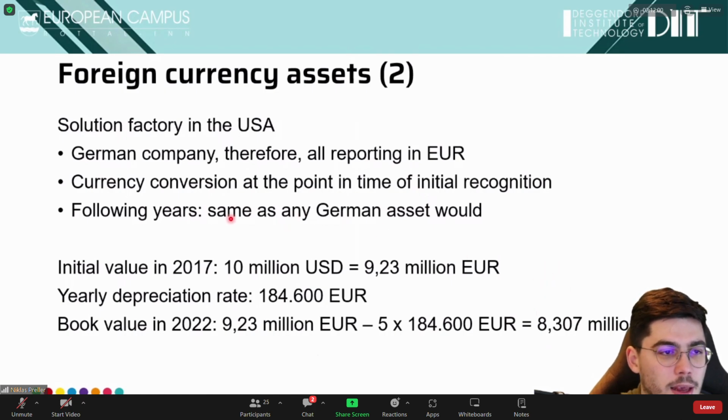So the only thing we have new here compared to any other PPE asset that we handled in this course so far is that at the very first point in time where we purchased the asset in another currency, we do a currency conversion to our functional currency, which is in this case the euro. Okay. Any questions to that?